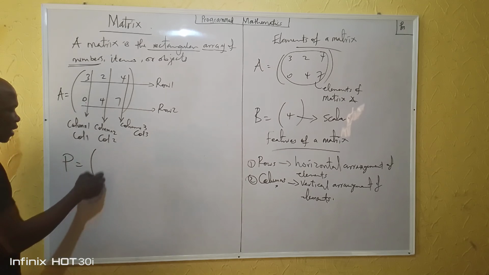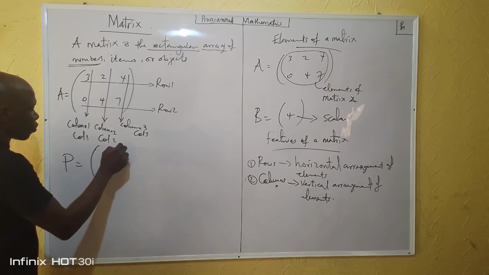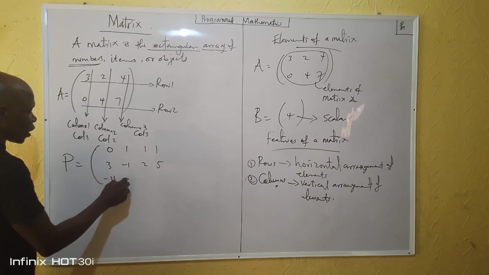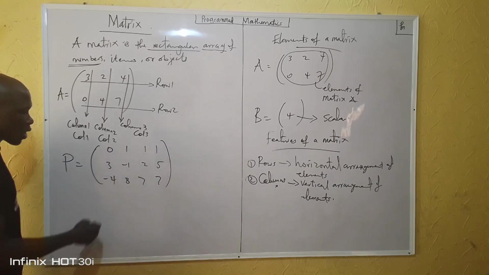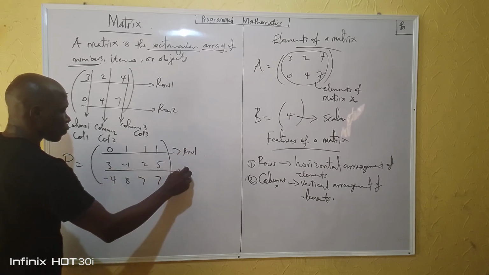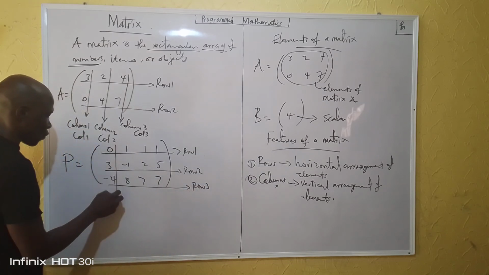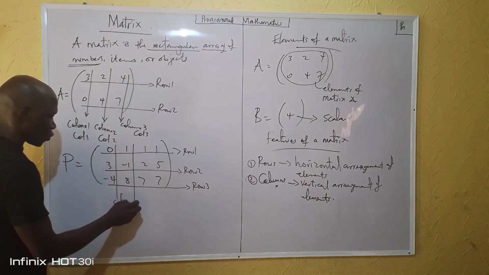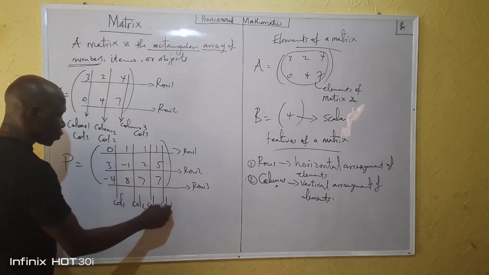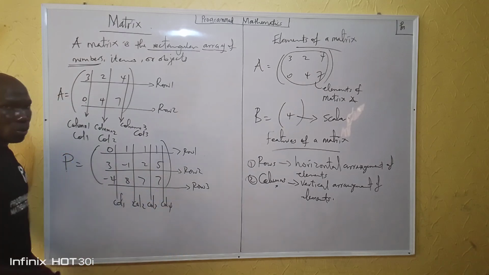I can give another example. Let's say matrix P. Matrix P here, I need you to respond to this. Matrix P is having 0, 1, 1, 1, 3, minus 1, 2, 5, minus 4, 8, 7, 7. If you look at this here now, we have row 1 here, we have row 2, we have row 3, and here we have column 1, this is column 2, this is column 3, and this is column 4. So matrix P in this case here has 3 rows and 4 columns.